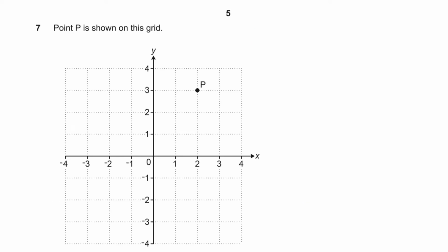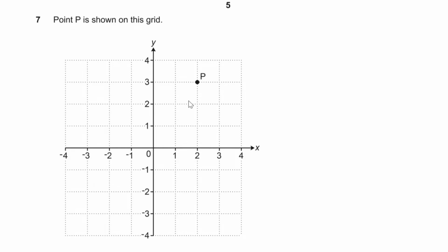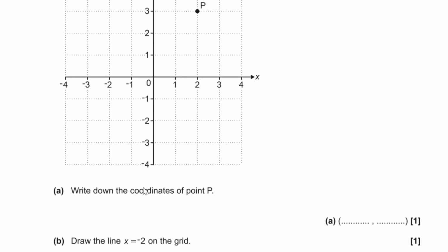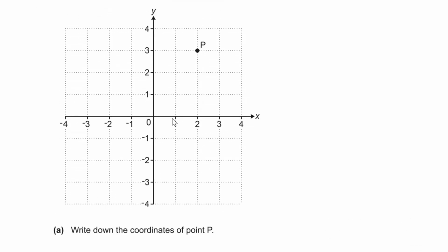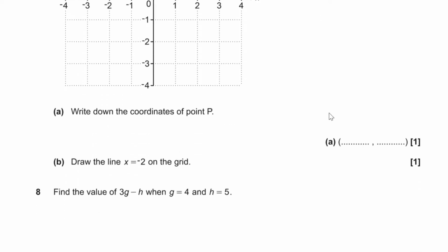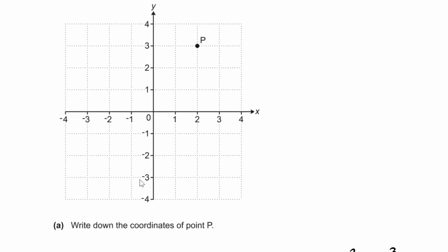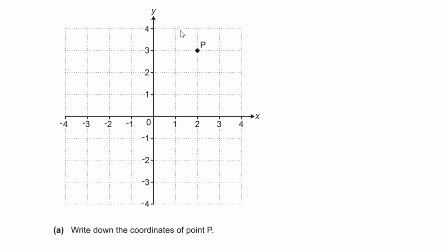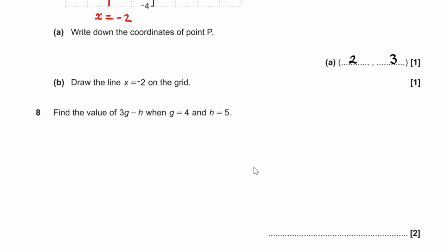Question number 7. P is shown on this grid, and for part A we have to write down the coordinates of P. Well, we're going 2 across and 3 up, so the coordinates of P are 2, 3. And now for part B we have to draw the line x equals minus 2 on the grid. Well, the line x equals minus 2, that will be over here. We have here the line x equals minus 2.